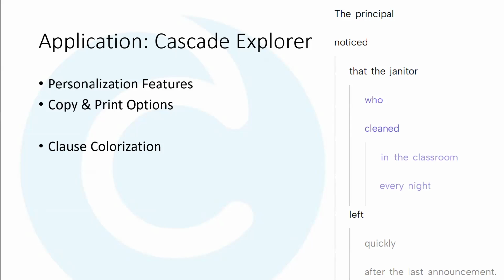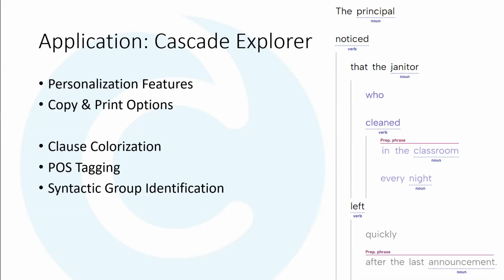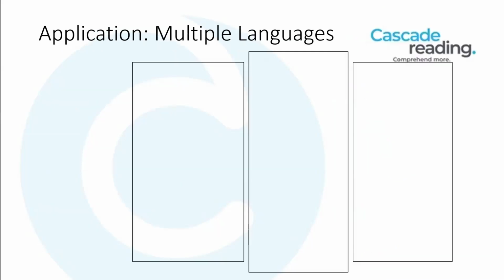For example, there are clause colorization options forthcoming, part of speech tagging where you can underline nouns or verbs, syntactic group identification like prepositional phrases or direct objects. There's also free highlighting that lets you highlight whatever you'd like to help with whatever topic you happen to be teaching that day. And we also have the ability to collapse and expand or simplify sentences that are long, and that's a forthcoming feature as well.